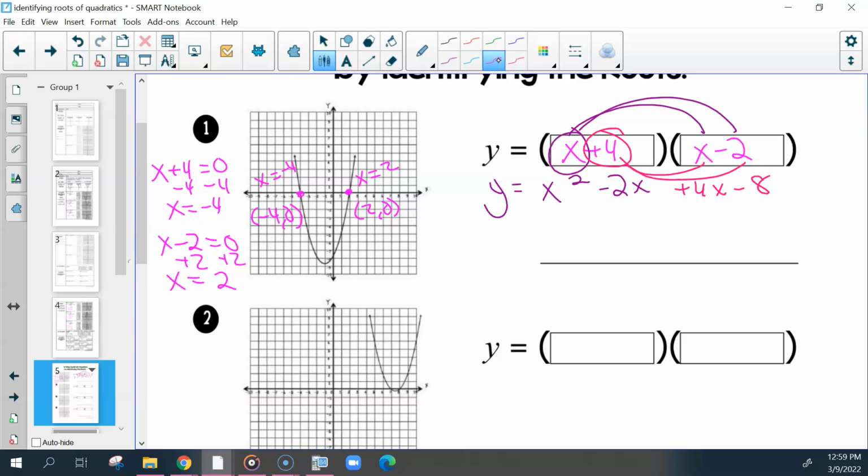Then we could combine like terms. So y equals x squared plus 2x minus 8. This would be our original equation. If we wanted to check this, we could graph this in our calculator, and it would match this. We could also put this in our calculator and this at the same time. They would overlap, and it would match this.